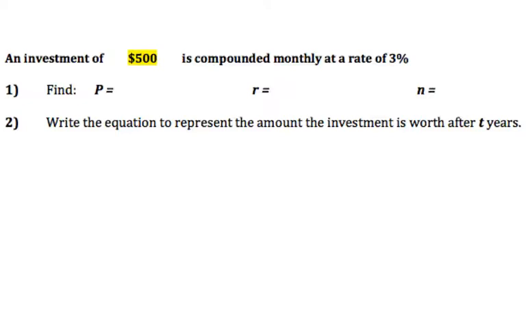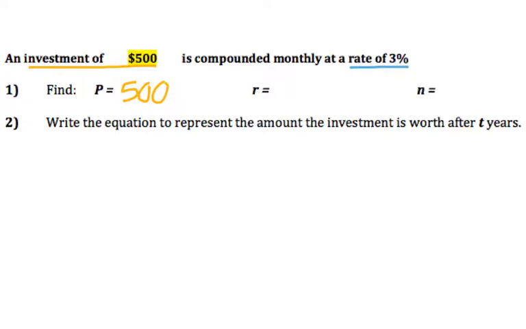An investment of $500 is compounded monthly at a rate of 3%. So let's identify a few things. The first thing, let's identify our principal. Well, that's the investment that they made. So our P is equal to 500. Now R represents our rate. And right at the end here it says the rate of 3%.